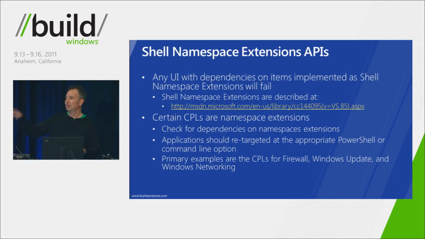As I mentioned, for any UI with dependencies on the shell namespace extensions, chances are you won't have these other than in your tools. The most common is popping up one of the control panel apps implemented as a shell namespace extension. The firewall application, the network application, and Windows Update are all that way. So those are not available on server with the shell uninstalled. You'll have to use either the command line tools remotely or the PowerShell cmdlets for those things.